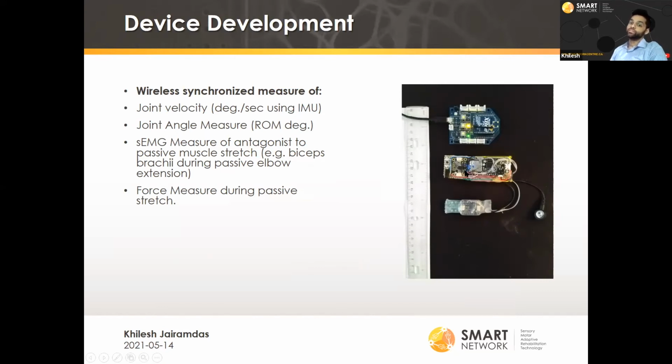So as you can see, it's wireless. It is independent and not physically coupled to the receiver at all. So the patient can freely do their range of motion, wear it, and so on. So as I mentioned, we aim to get joint velocity, joint angle, and EMG and force, the last two of which we are already receiving in the software.